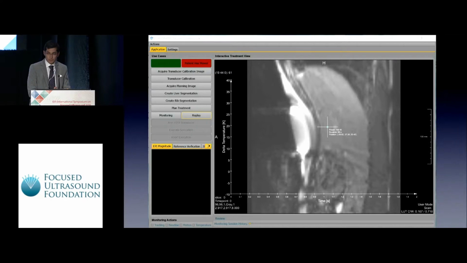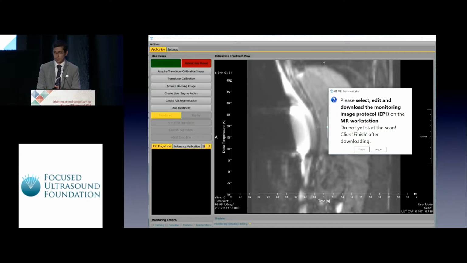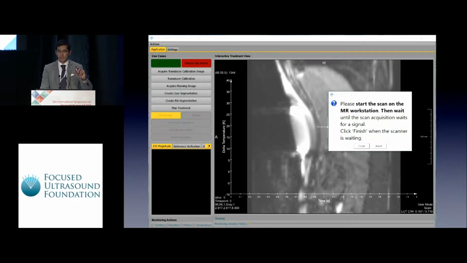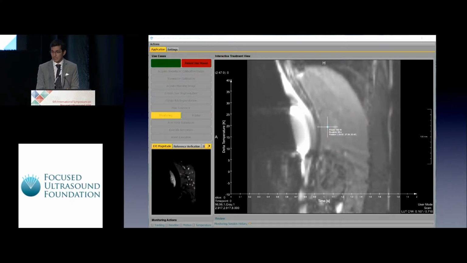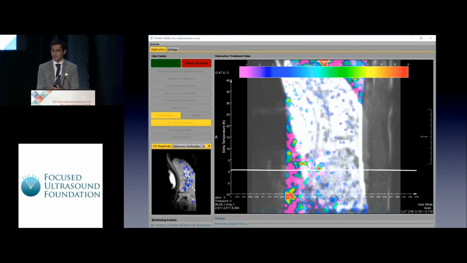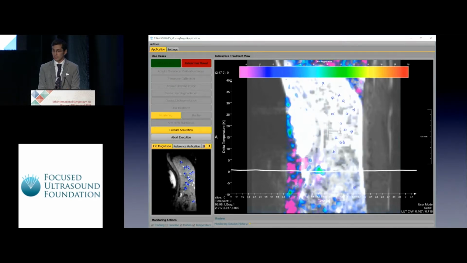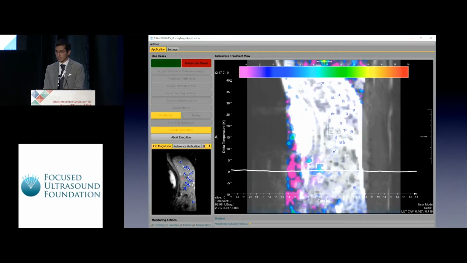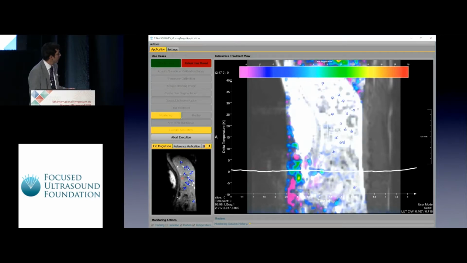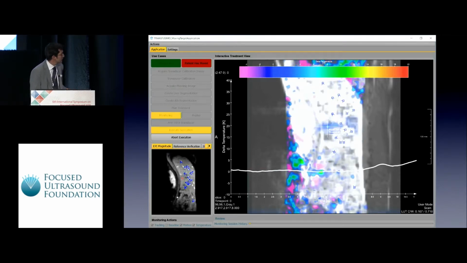Here we go. You will see a few pop-ups. Once the system is ready, the MR waits for a pulse to start the scanning, and the MR imaging is appearing. You see the liver moving. The system now will recognize the bright spot as the tracking spot for the motion compensation algorithm. We start the sonication. In this case, as you can read, it is a 150 watt sonication for 60 seconds.